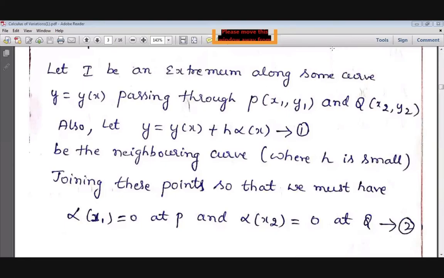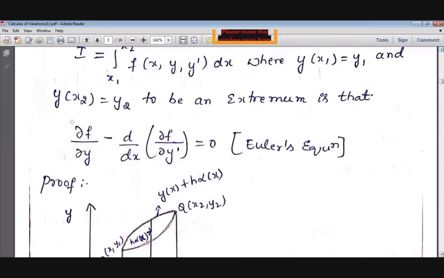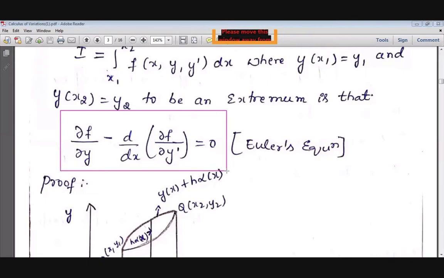Up to Euler's, you understood now what is functional, what is extremum, what is variation, calculus of variation, all concepts you understood, right? Yes. So then we will start what is Euler's equation. Why Euler's equation? We need the condition to find extremum in functional. What is that condition? This is the condition. Okay, we will prove this. So listen carefully.